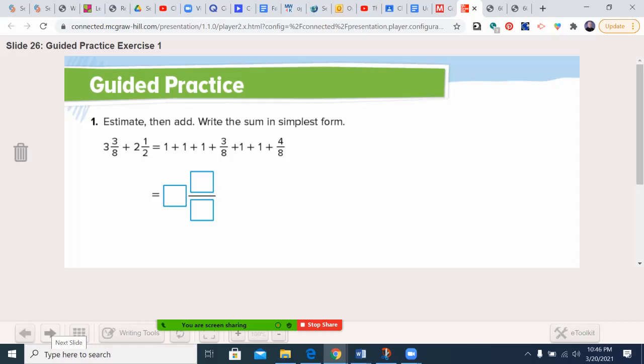Welcome back. Let's see what we got here. We have 1 plus 1 plus 1 plus 1 plus 1, which is 5. Plus 3/8 and 4/8 is 7/8. The final answer, 5 7/8. Your estimate should have been close to 3 plus 3, which is 6. 5 7/8 is really close to 6.